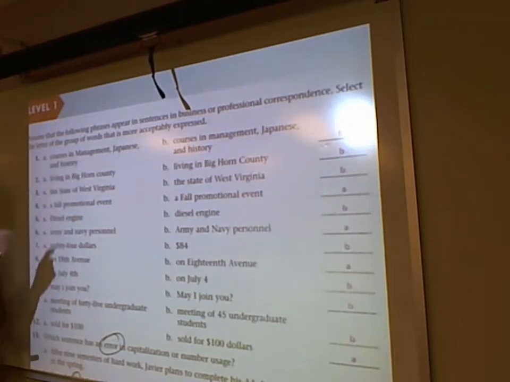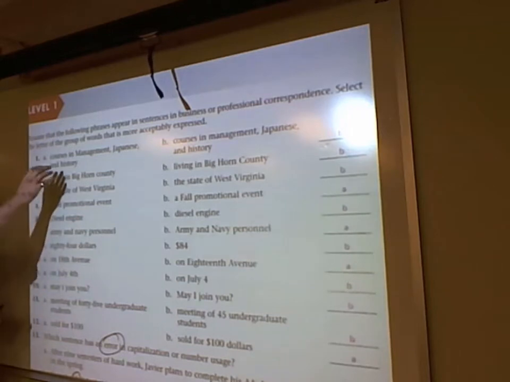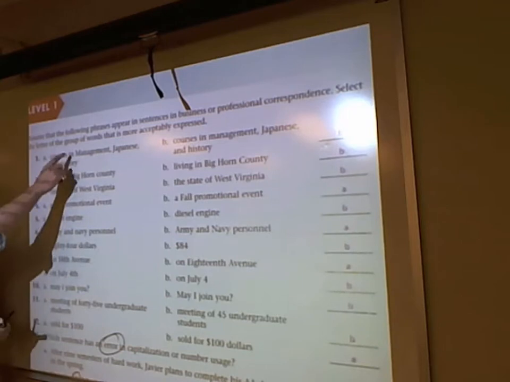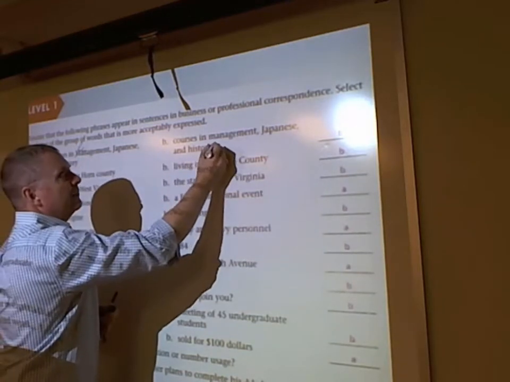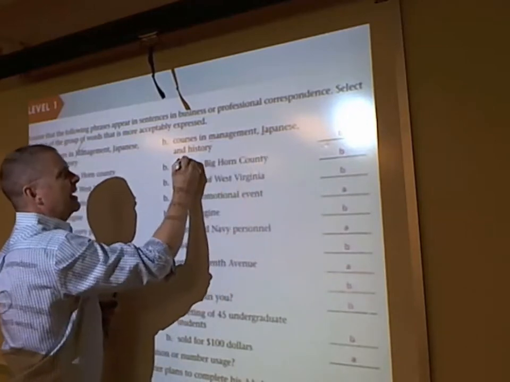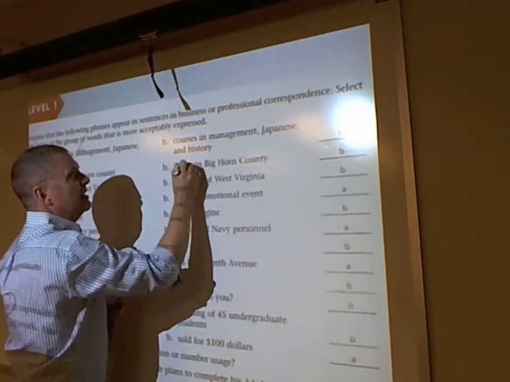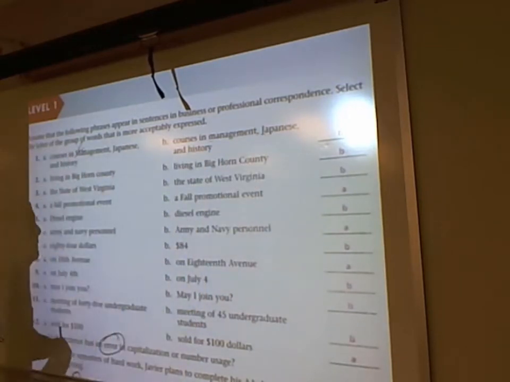And notice it's just making a generic reference to management, and it doesn't need to capitalize. It doesn't say Management 301 or 2503. Since it's not being used as a title, it's just talking about management courses. Lowercase the management, which is letter B. Japanese is already capitalized in history. Okay, so letter B is your correct answer.